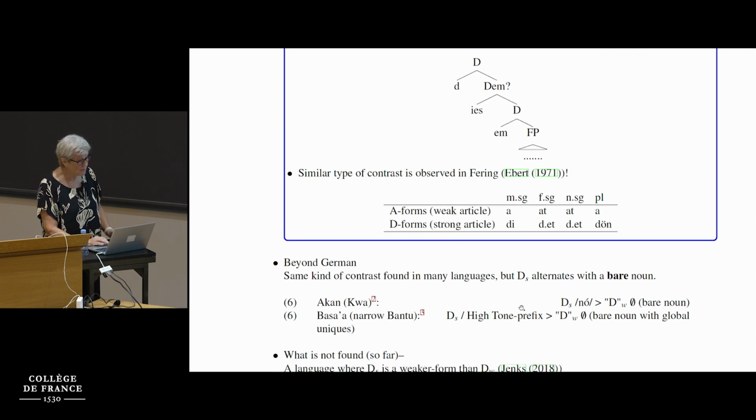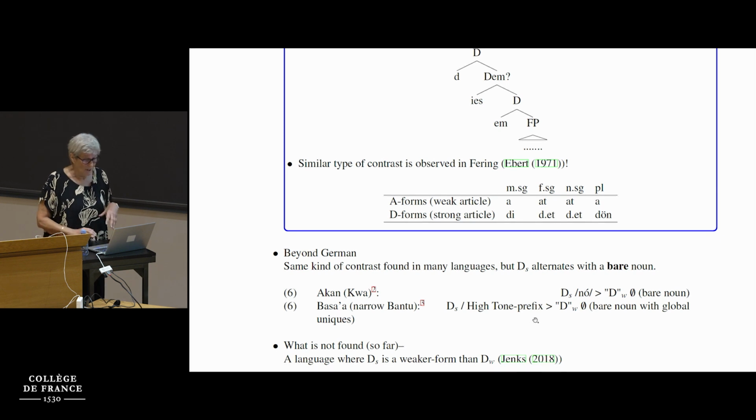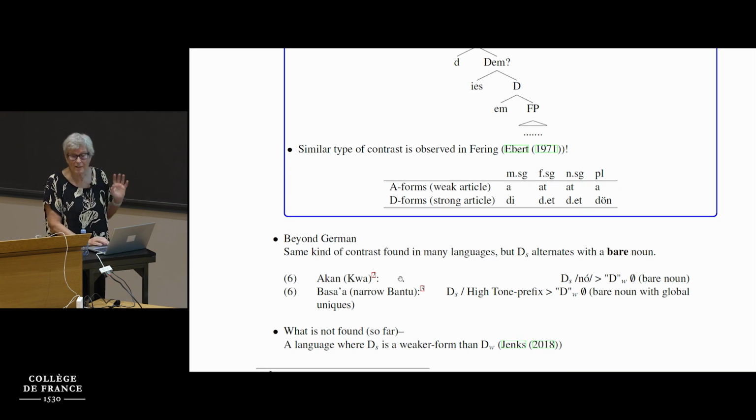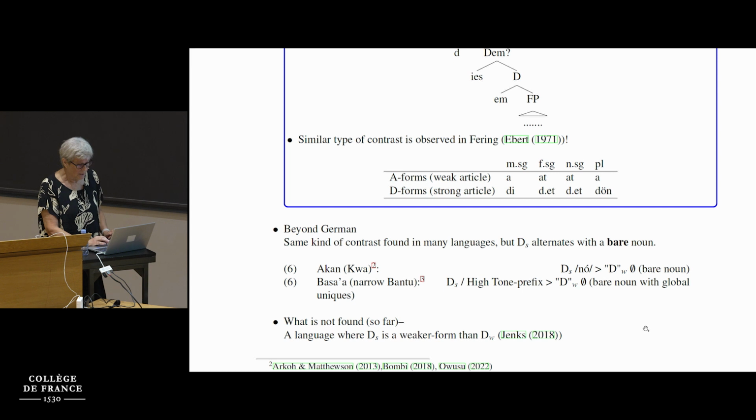Beyond German, the same kind of contrast is actually found in many languages. But here, the strong form of the determiner alternates with a bare noun. Okay? This is very frequent in the African languages I work on. So Akan, which is a language spoken in Ghana, for example, has a definite determiner which follows the noun. It's at the end of the noun phrase. No comes from a demonstrative, and it alternates with a bare noun. So the noun alone will not have a determiner, but the man in the anaphoric context will have a determiner.